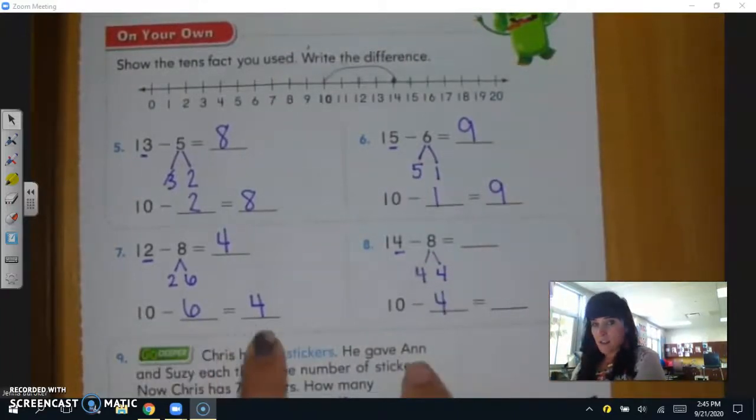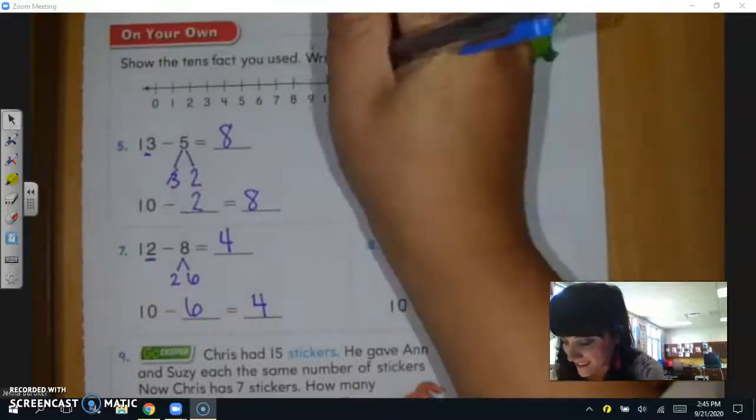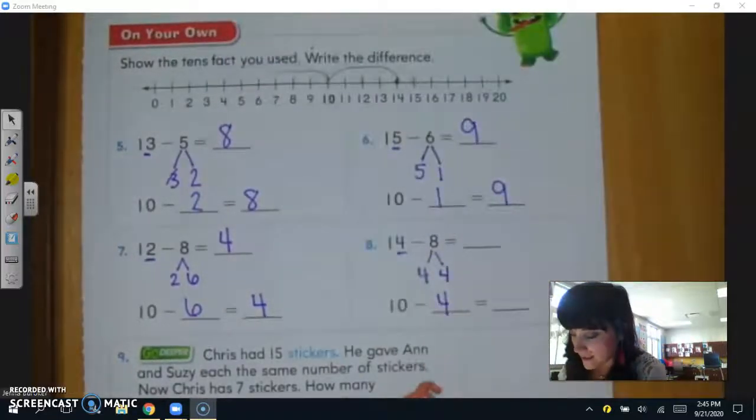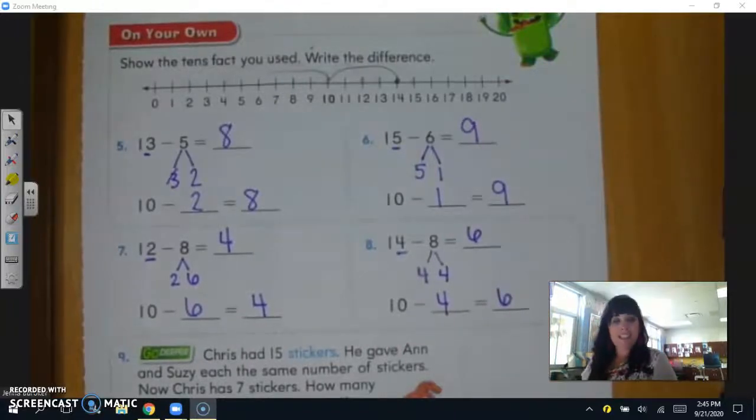Look at this fact family. It's right here. It's right here. If 10 minus 6 equals 4, then 10 minus 4 still has to equal 6. So I'm going to jump all the way to 6. Boom. My answer is 6. And there you have it.